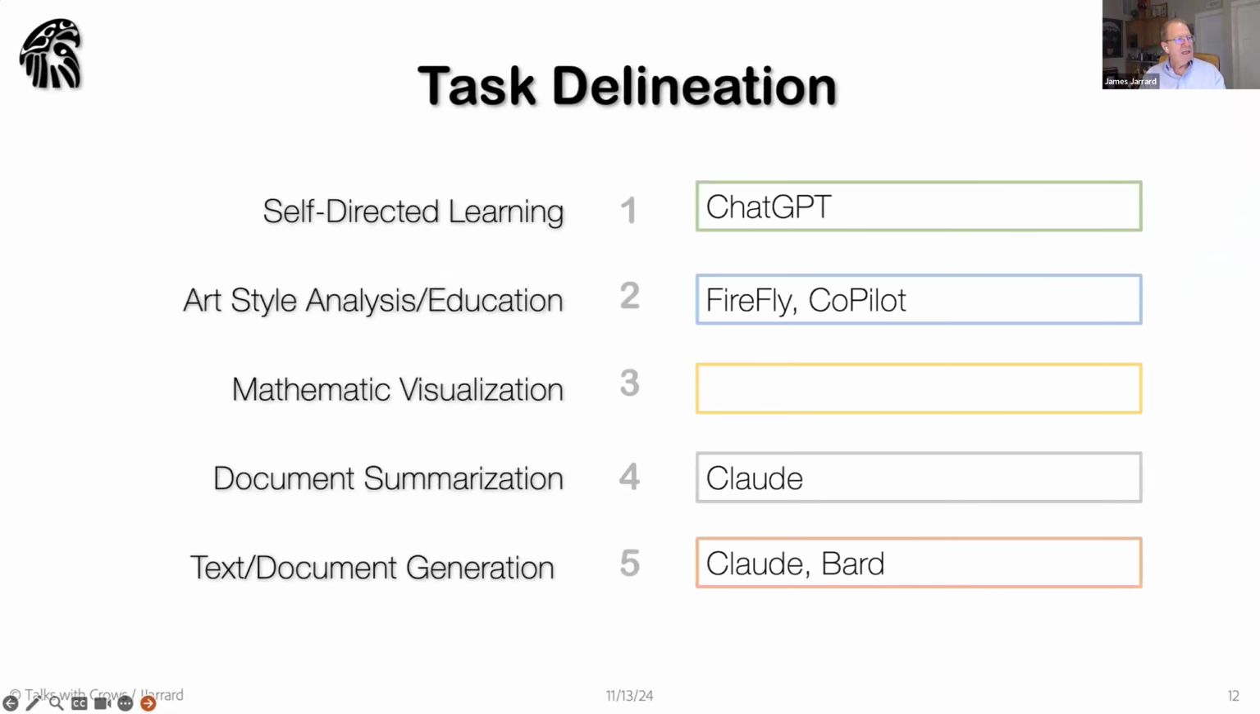And then as I pass this out, on the left here is the task. And then on the right is which, and this is just me, which of the AIs best deals with that task. So self-directed learning: when I'm reading a book and a topic comes up, and I want to figure out what it means, what AI do I go to? I go to ChatGPT.